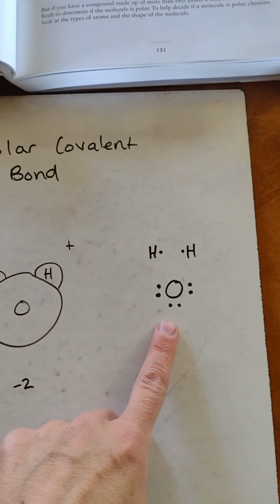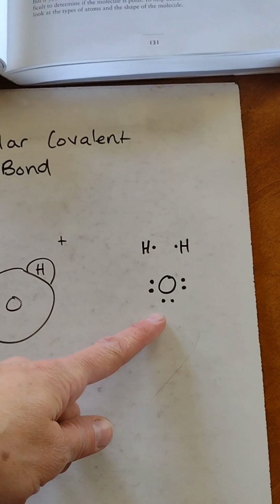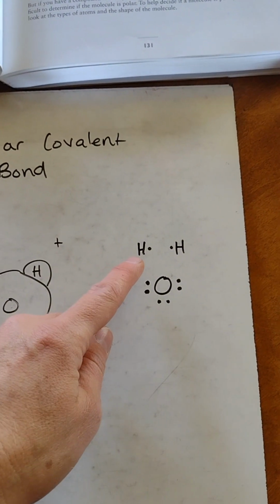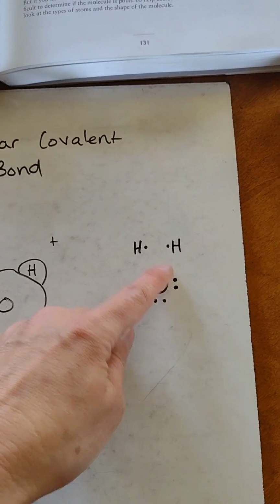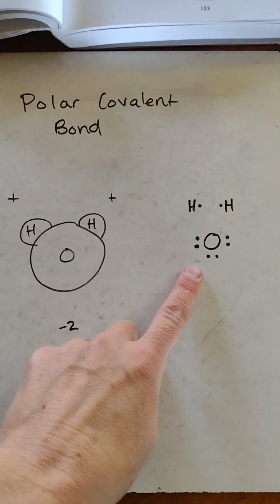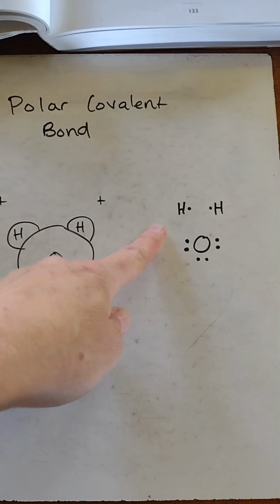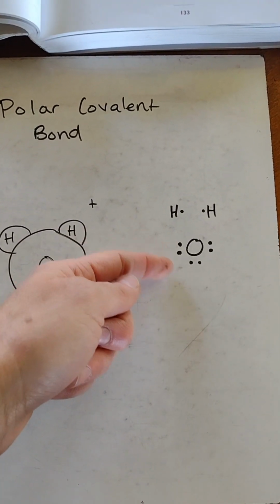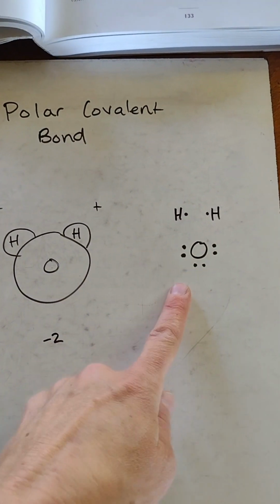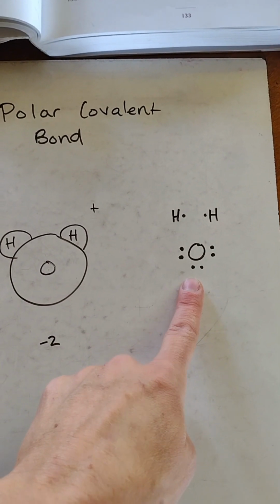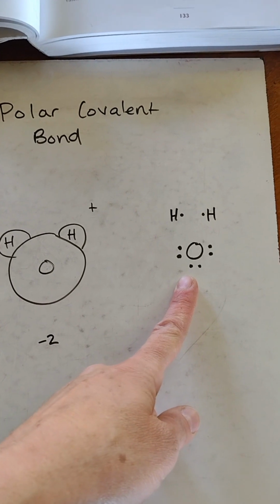You can see here that oxygen has 6 valence electrons. Hydrogen each have 1 valence electron. And so the bonding is happening here. But remember, because the oxygen has more protons in its nucleus than the hydrogen, the electrons are going to spend more time moving around the molecule, closer to the oxygen atom's nucleus.